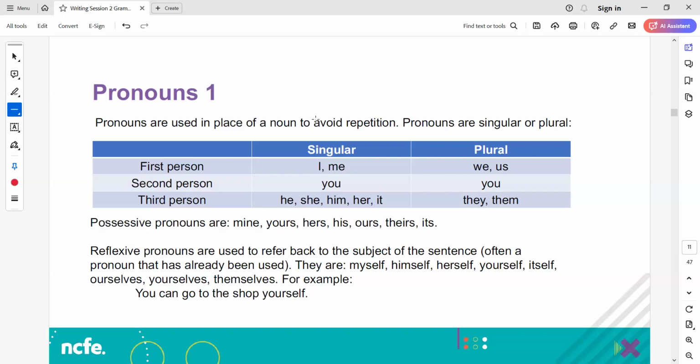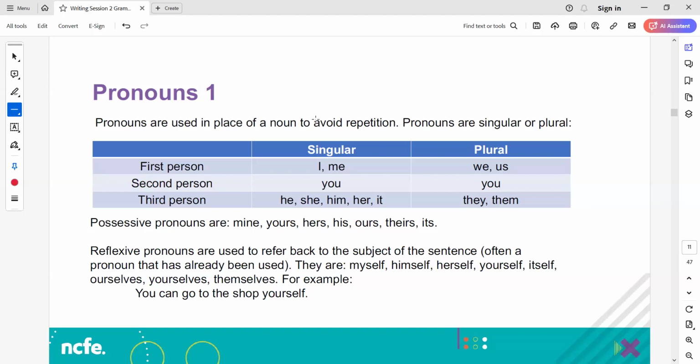And possessive pronouns are mine, yours, hers, his, ours, theirs, and its. And just know, you can see those written down there, that when we're using possessive pronouns, we do not use an apostrophe before the S. So they never use one.